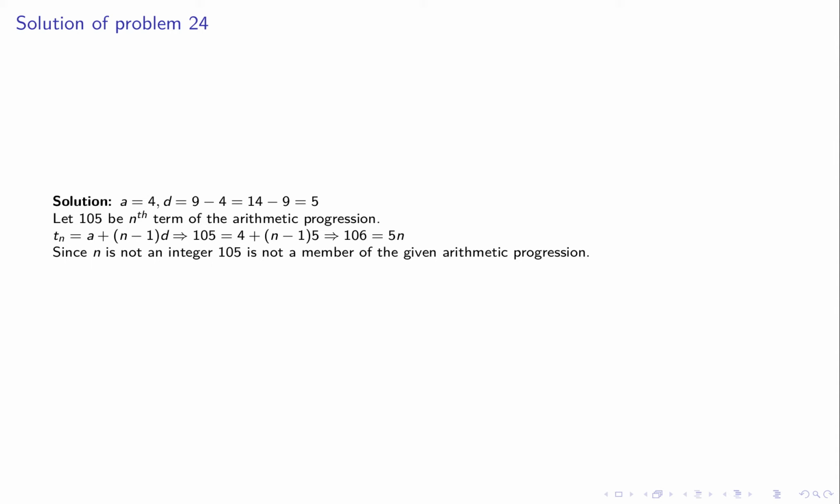So 105 is equal to 4 plus n minus 1 into 5, which is 105 equal to 4 plus 5n minus 5. 4 minus 5 becomes minus 1. When brought to the other side, 105 plus 1 gives us 106 equal to 5n. Now in this case, 106 by 5 is not an integer, so the value of n will not be an integer, and therefore 105 is not a member of the given arithmetic progression.